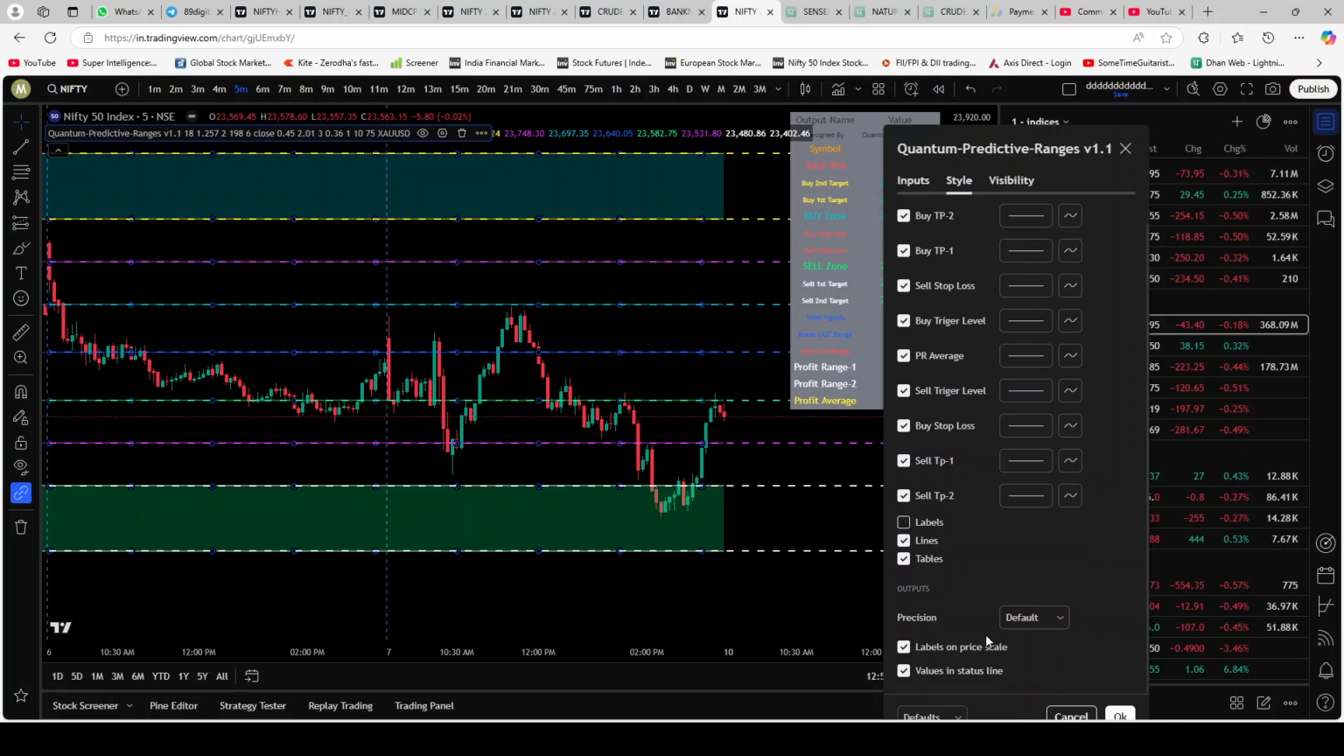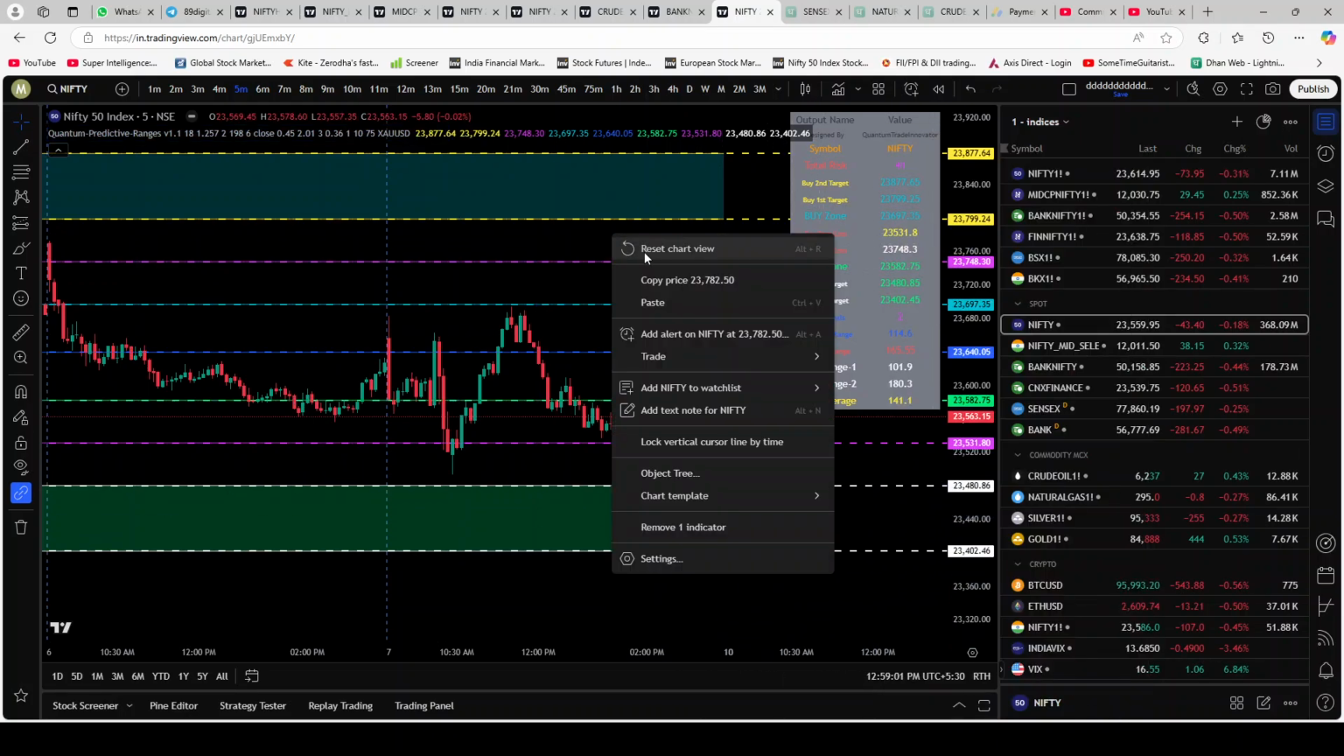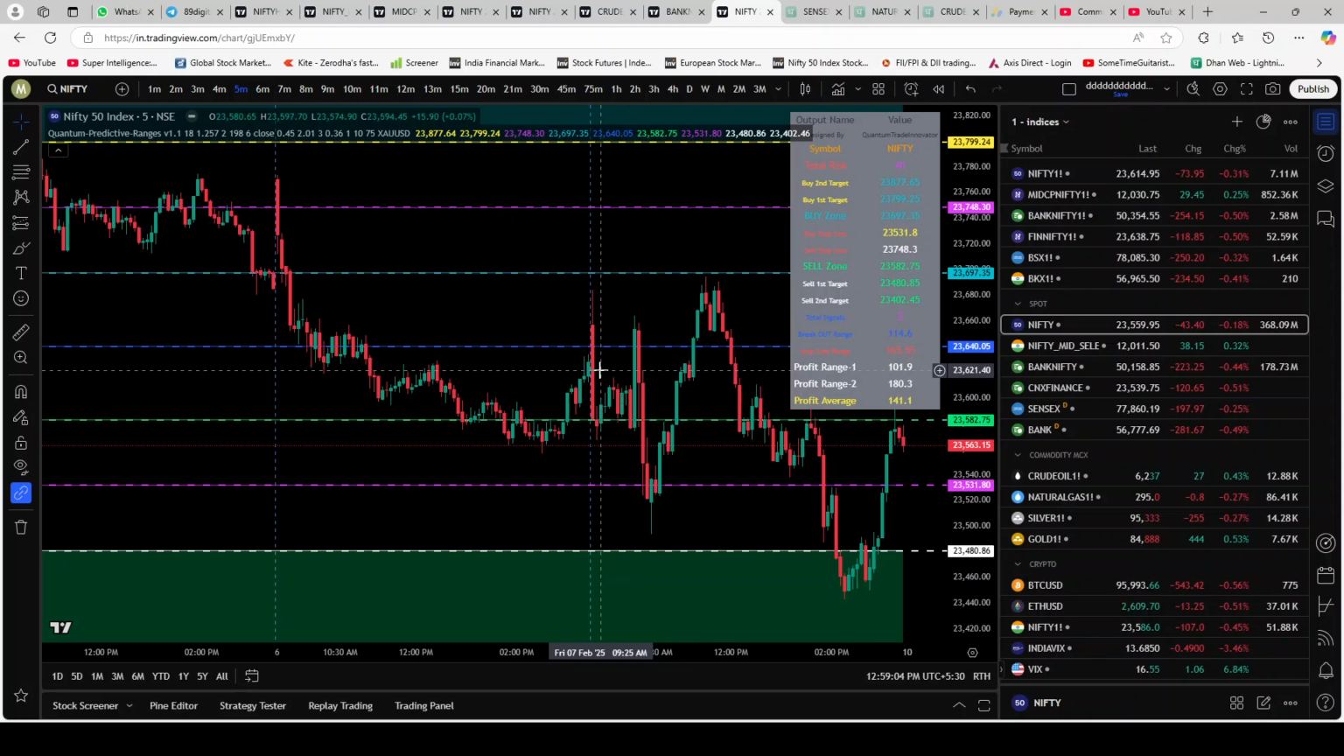So the only two things that we have disabled is this labels and this bar color. Nothing else. We are leaving everything the way it is. I don't think there's a need to change anything in this indicator. I think this indicator also works in all time frames.